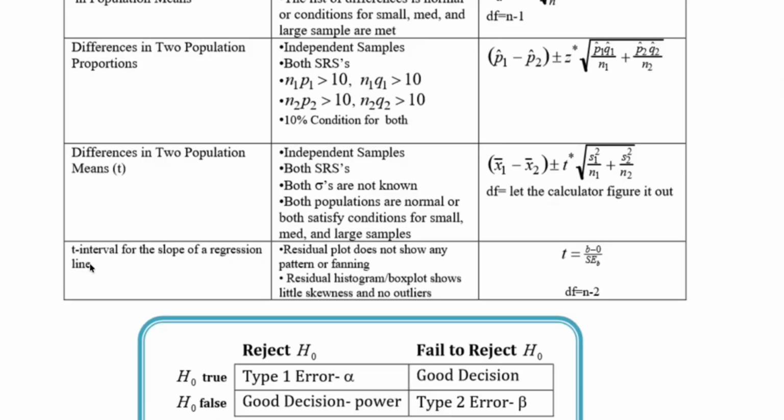For the t interval for the slope of a regression line, the residual plot does not show any pattern or fanning. The residual histogram or box plot shows little skewness and no outliers. Therefore, we are allowed to use t equal to b minus, this should be the null hypothesis value, but in most cases it will be 0, so it doesn't really matter, over the standard error of b. Notice you have to write degrees of freedom equal to n minus 2.